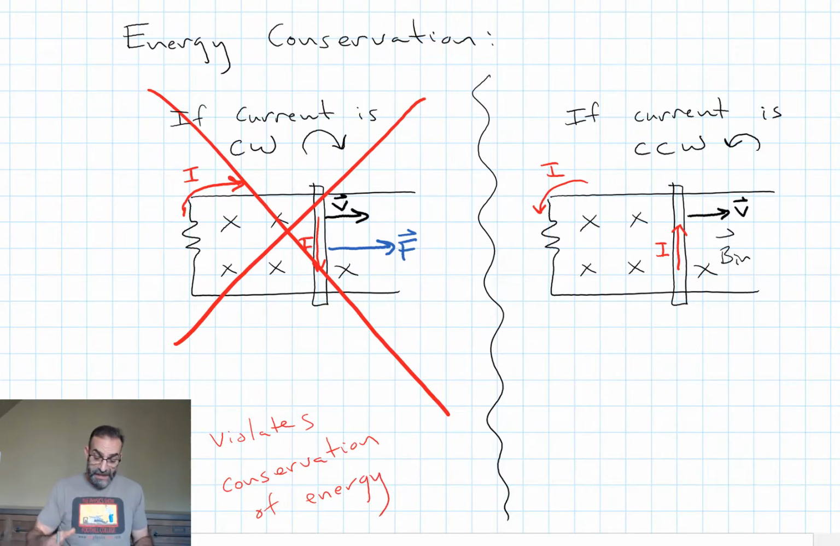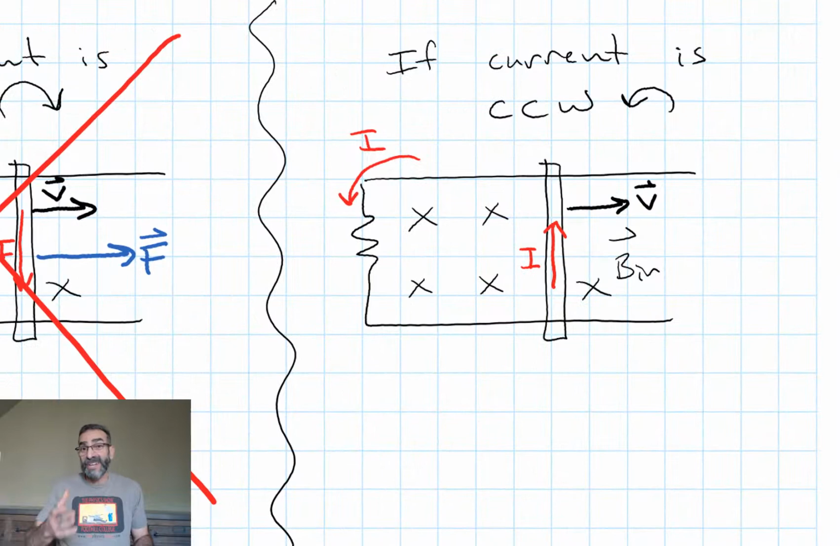Now let's take a look at the situation on the right, which is what we know actually happens. We've gone through it three or four different ways and found that the current goes in the counterclockwise direction. So let's take a look at this. We give this bar a little push to the right. The area increases. Current begins to flow in the counterclockwise direction. And now we have a current moving in a bar in a magnetic field. It feels a force. In what direction is that force?